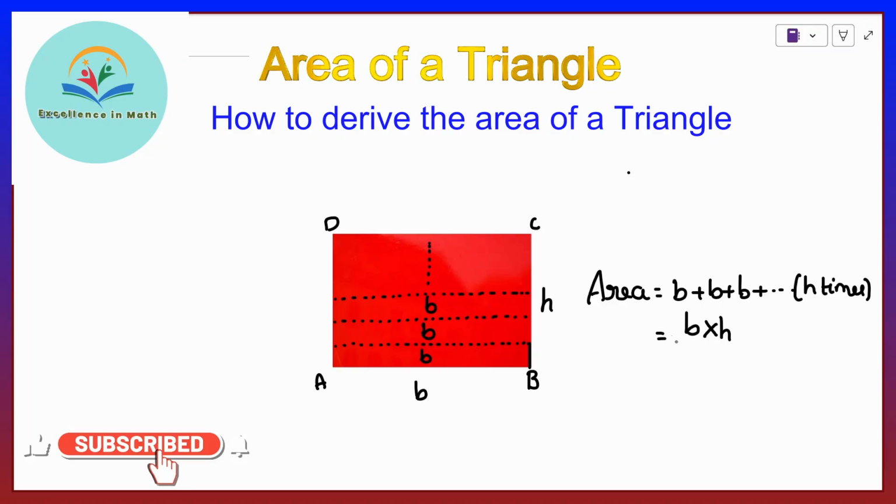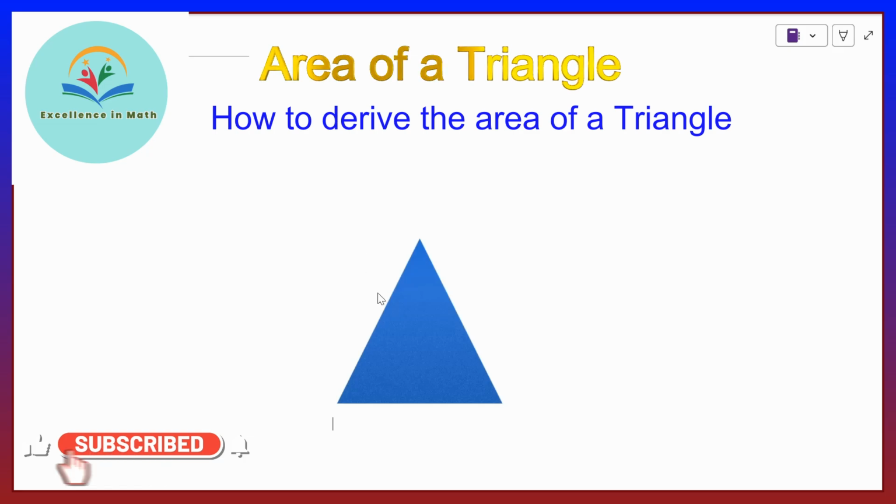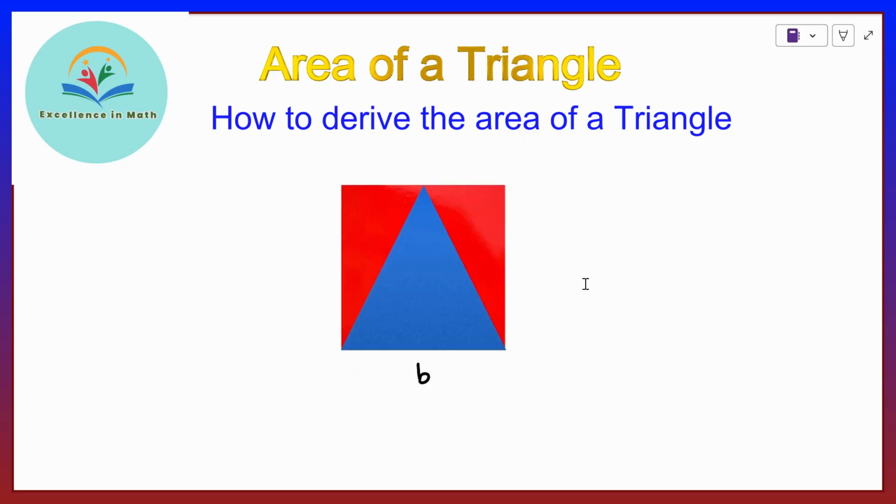Keeping this knowledge in our mind, now we are going to find the area of the triangle. Let's consider a triangle whose base is B and the height, height meaning the altitude, is equal to H. How to find the area of this triangle? Now, let's construct a rectangle by drawing an altitude whose height is equal to H units.